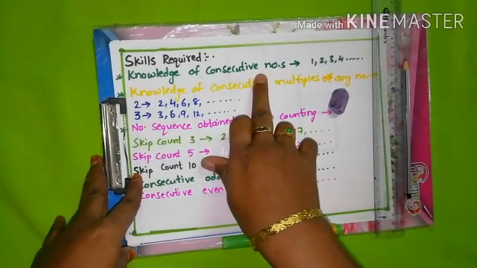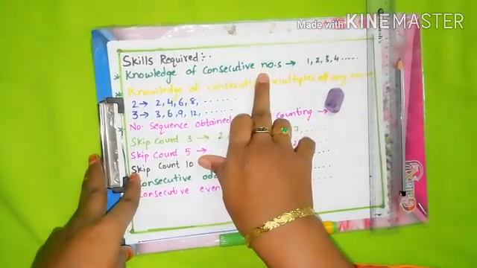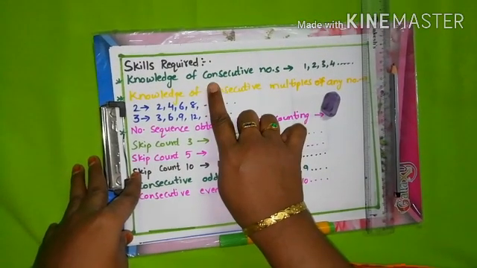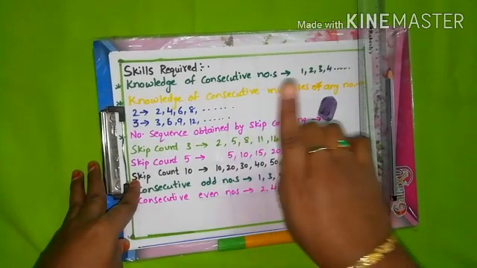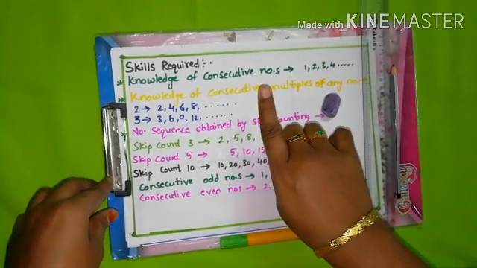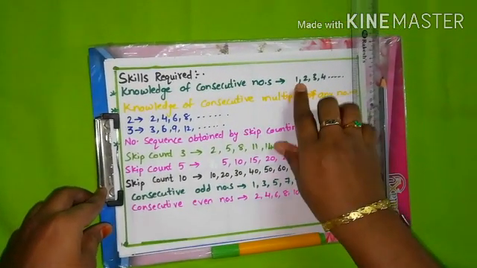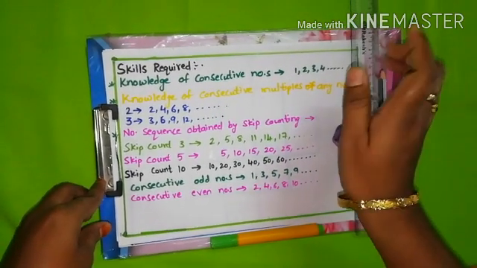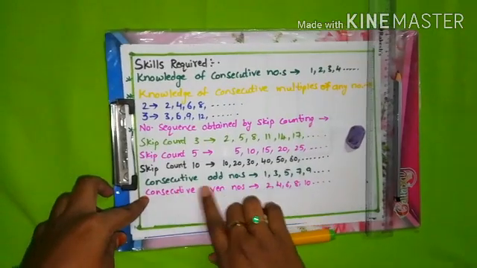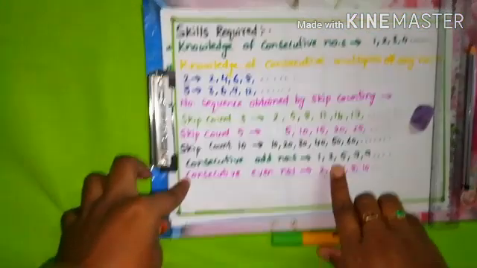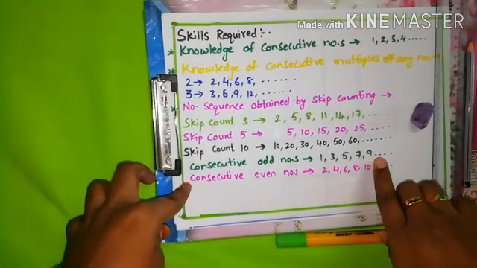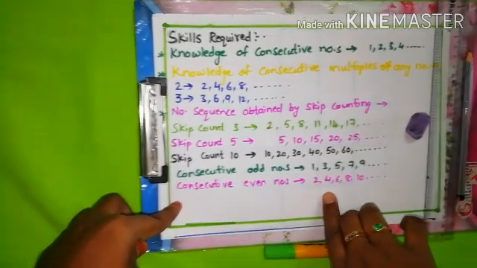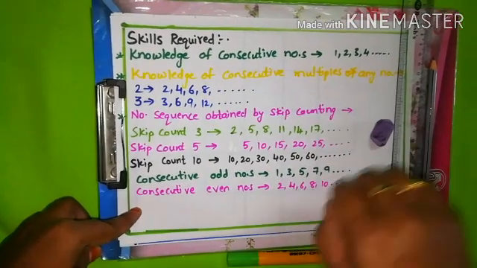Consecutive numbers means the continuous numbers according to the given condition. I repeat, consecutive numbers means continuous numbers according to the given condition. For example, 1, 2, 3, 4, and so on are consecutive natural numbers. Consecutive odd numbers are 1, 3, 5, 7, 9. The consecutive even numbers are 2, 4, 6, 8, 10, and so on.